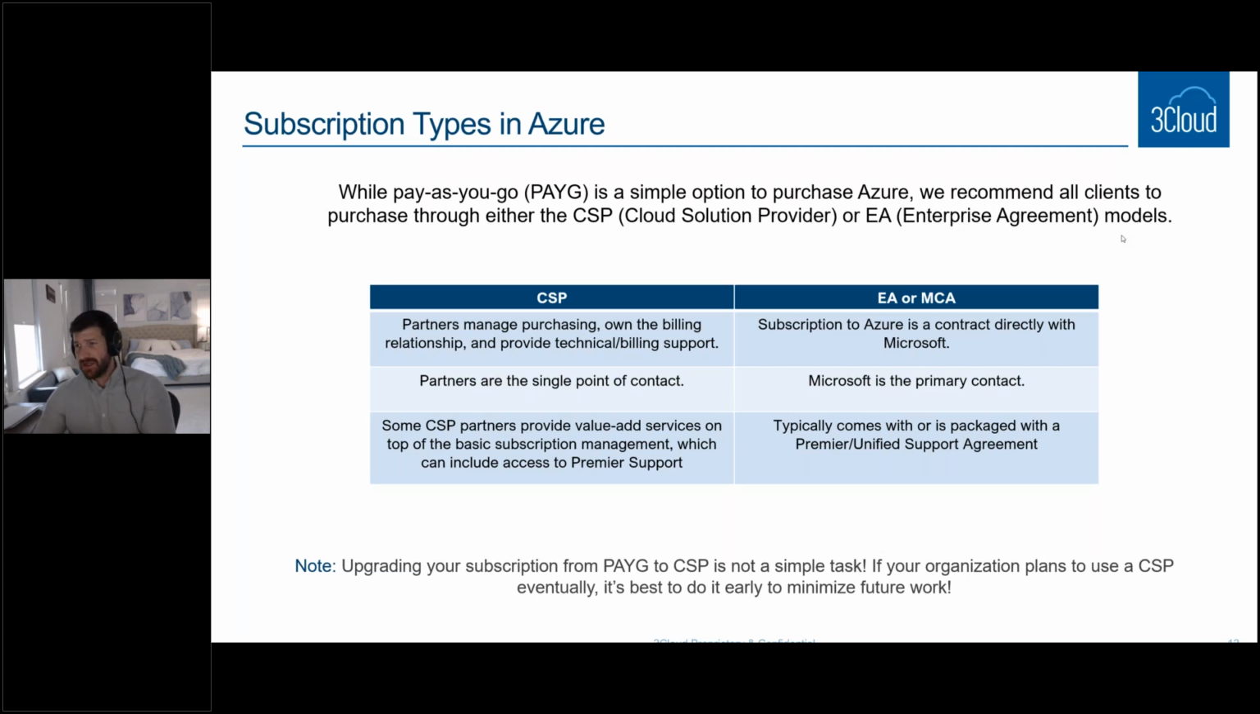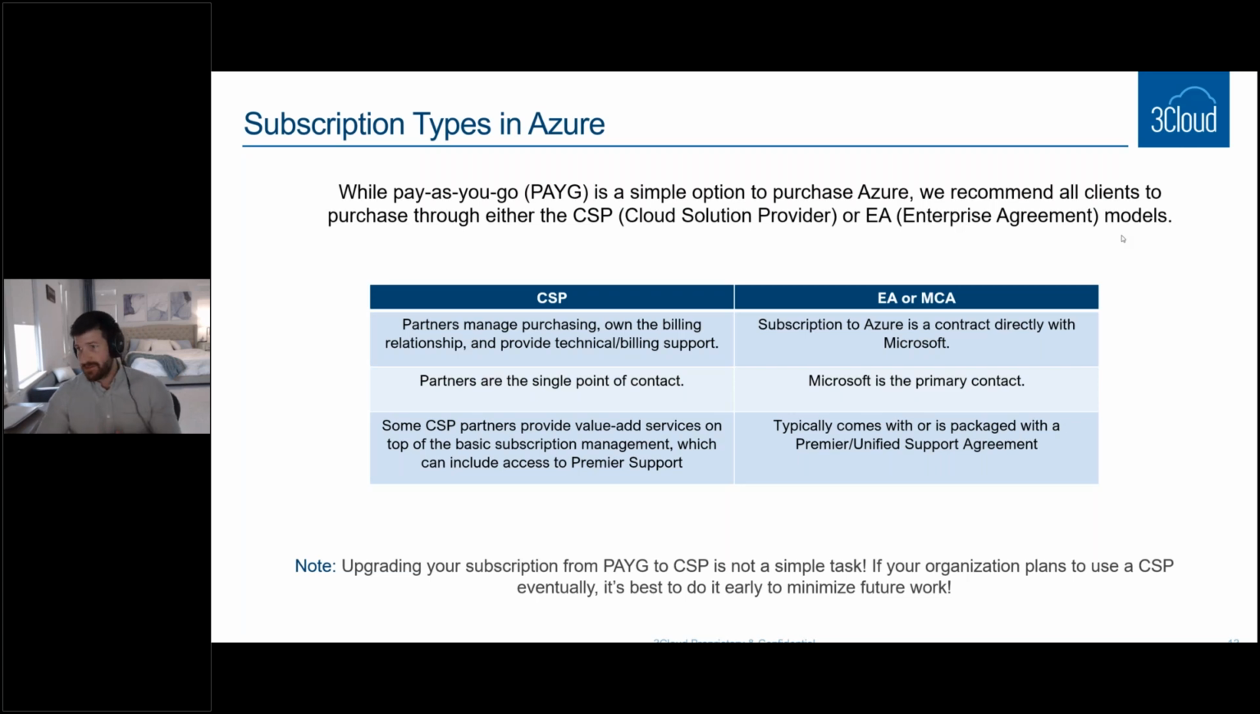The second is typically for larger accounts, typically when Microsoft comes in and directly engages you, and that's the enterprise agreement model. So your contract is directly with Microsoft. The EA can be resold sometimes, but that contract itself is with Microsoft. And Microsoft is really going to be your primary contact. You don't really go through a partner at that stage. You go through Microsoft. If you have any problems with your billing or your technical issues, it really goes through Microsoft. EAs typically come packaged with some sort of Premier Unified Support Agreement.